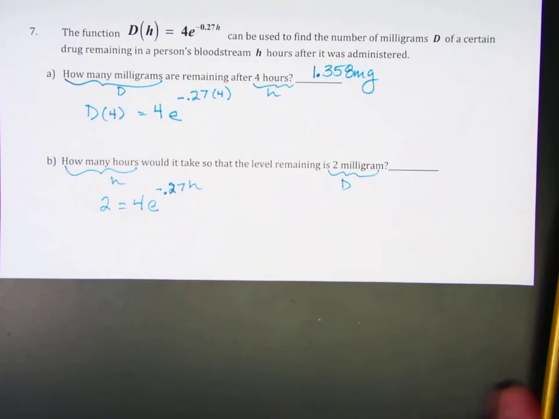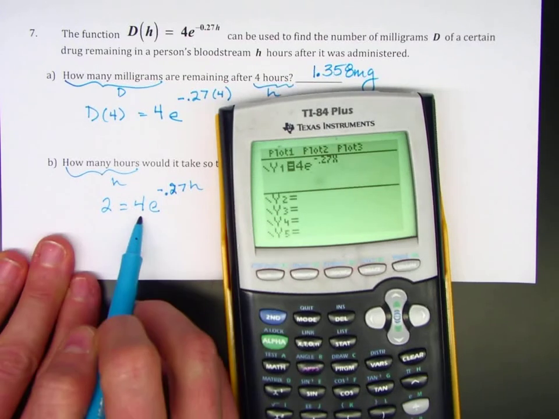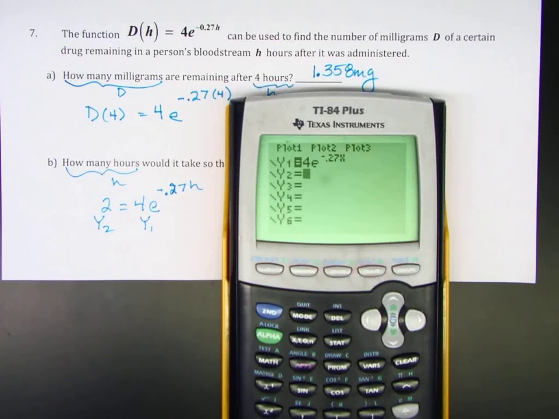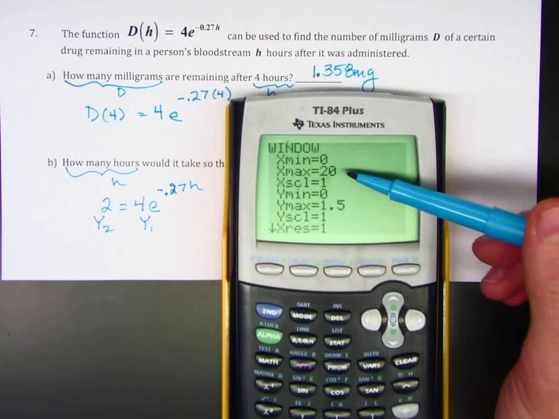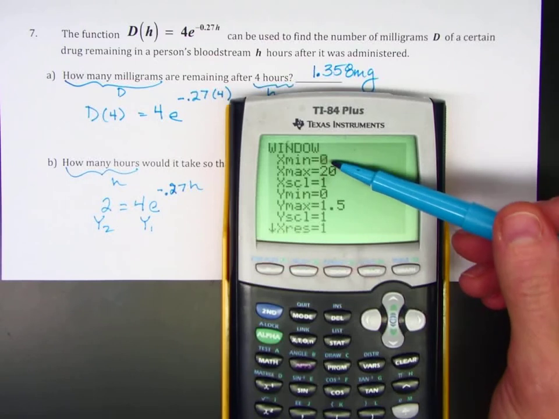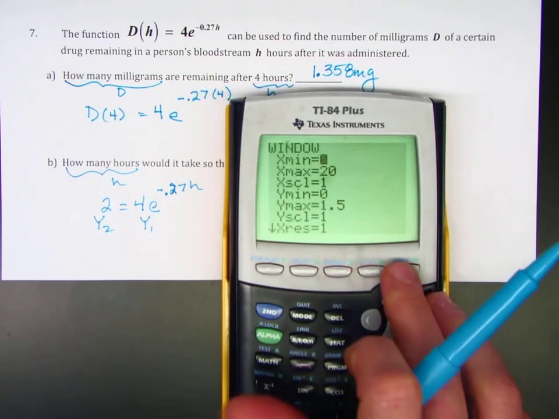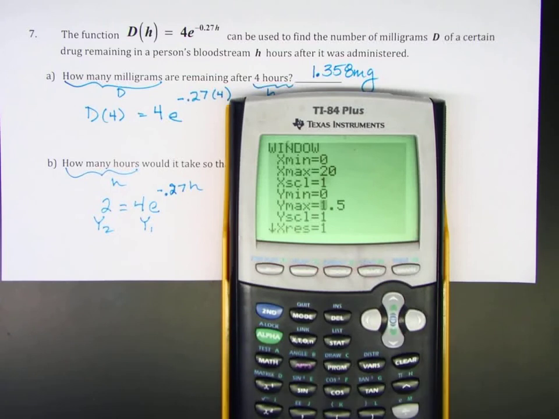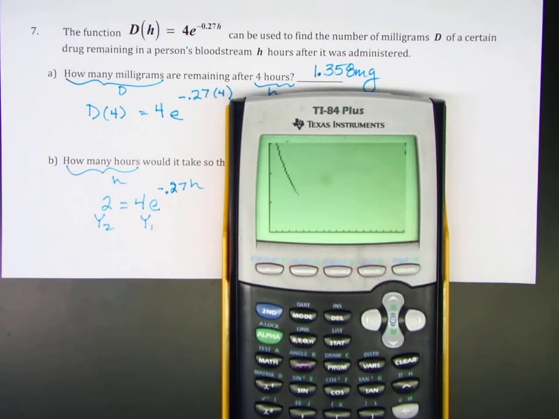The first way is using your calculator. So we're going to go to y equals. I typed this into y1 already. I'm going to type this into y2. So I have 2 here. From class, I have my window set up the same way that we did in our notes the other day. So x min was 0, x max 20, y min 0, y max 1.5. Because I have a 2 here, I'm going to need to change this. So I'm going to make y max go to 3 so that I can view y equals 2. And I may have to change the x max, but we'll see. Nope, I should be good.